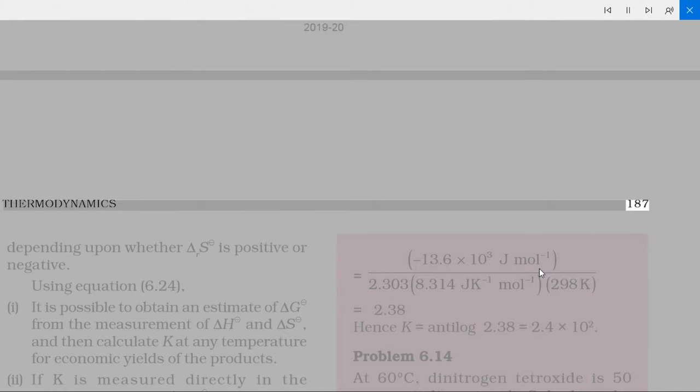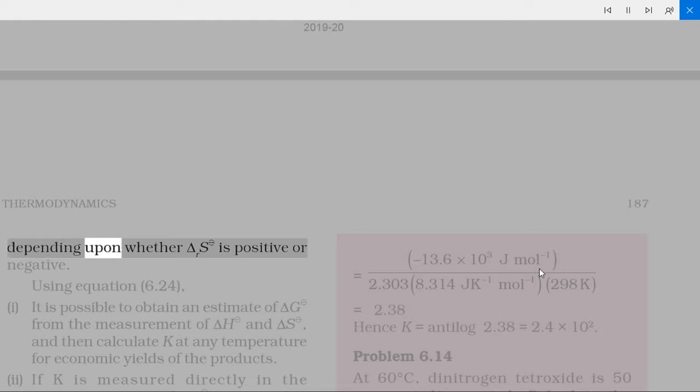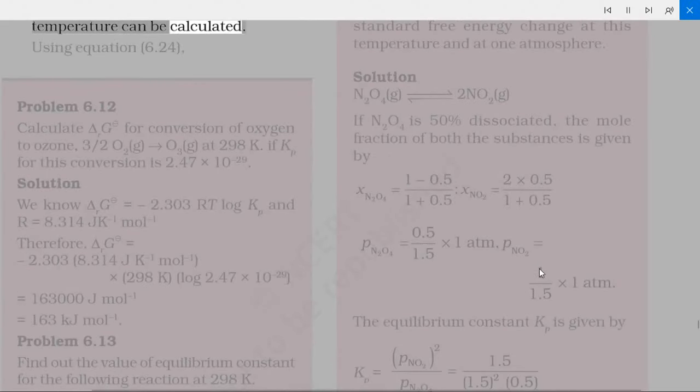Thermodynamics 187. Depending upon whether ΔS is positive or negative. Using equation 6.24, it is possible to obtain an estimate of ΔG from the measurement of ΔH and ΔS, and then calculate K at any temperature for economic yields of the products. 2. If K is measured directly in the laboratory, the value of ΔG at any other temperature can be calculated.